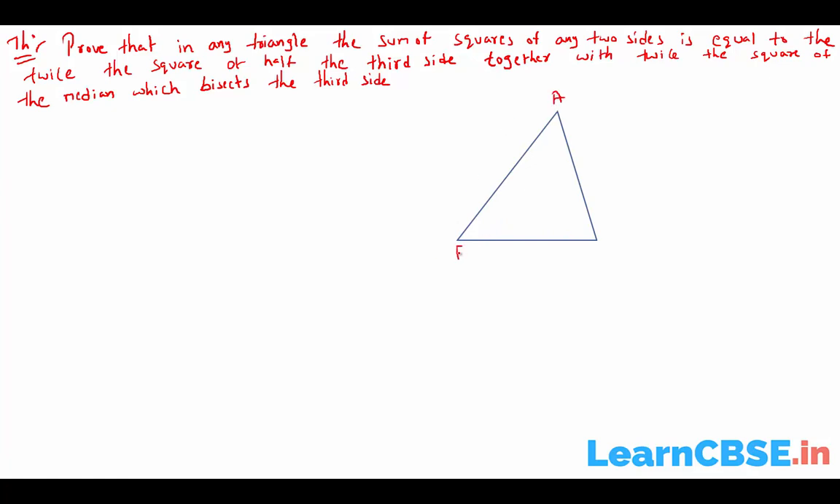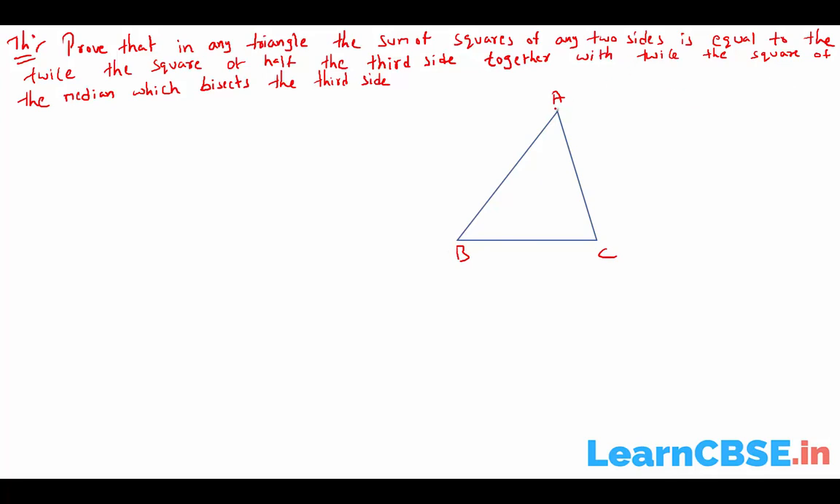ABC is a triangle. We have to prove that the sum of squares of any two sides, that means I'm taking AB and AC as sides, AB square plus AC square, should be equal to twice the square of half the third side, that means half of BC whole square, plus twice the square of the median which bisects the third side.